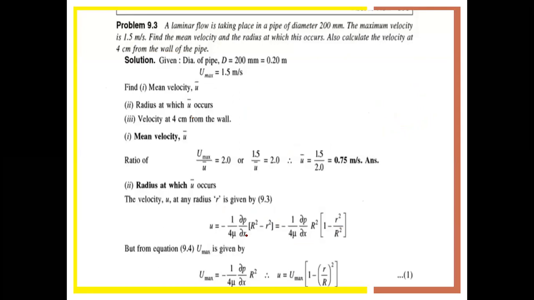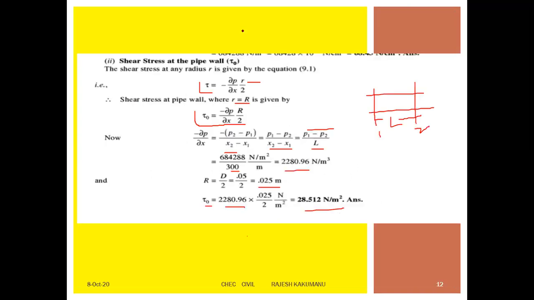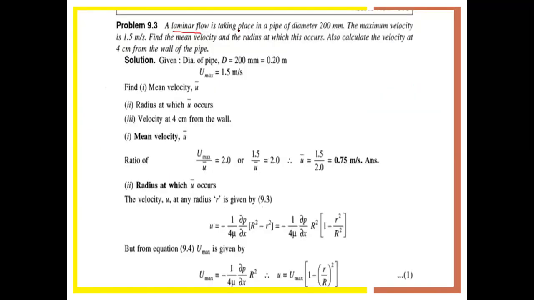Next, third problem. So directly given it is a laminar flow. In the exam, in the third unit, laminar flow and direct question is there. Directly keep in mind Hagen-Poiseuille's formula. That is P1 minus P2 is equal to 32 mu into L into U bar divided by D square.